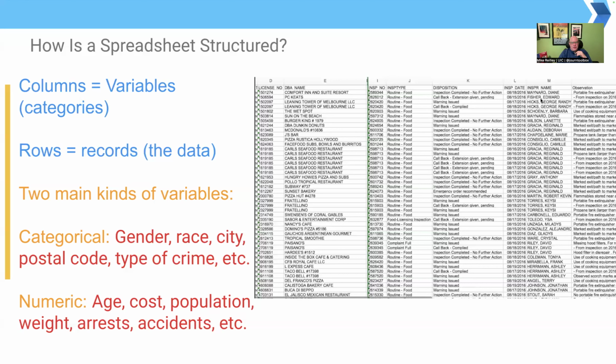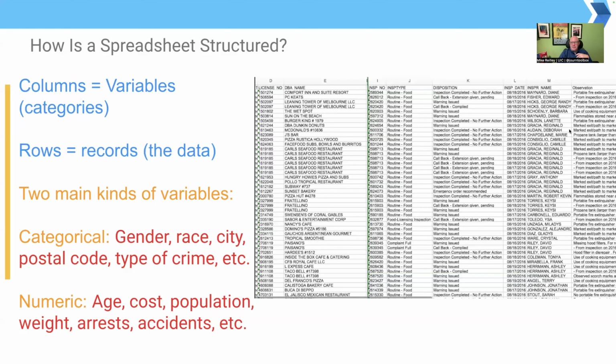I want to check and see what their rating is on inspections, who the inspector's name was, and then the observation, what the problem was. There was a portable fire extinguisher that didn't work, or oh my God, there were rats in the kitchen, or there's some really ugly stuff you'll find over here. So these rows are the data, even though it's not numbers, it's more categorical. It goes across here by name of the business, what type of inspection it was, who did it, what they found, and what the correction was.